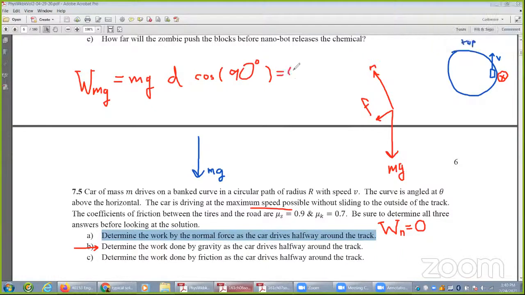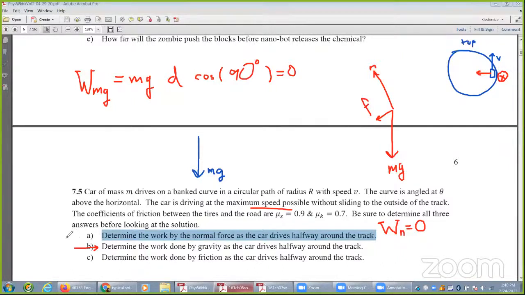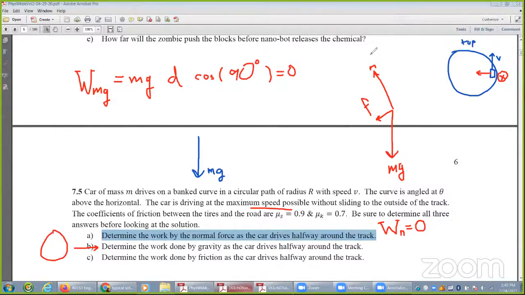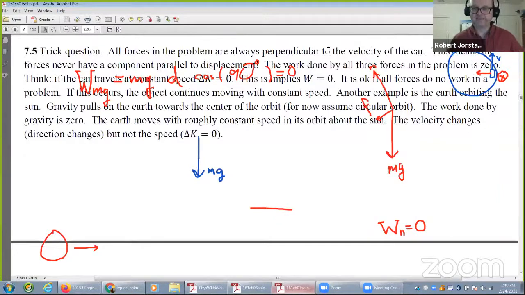0. Here's friction. What's the angle between friction? Oh man, 90. So they all do no work. The answer, it was a trick question. I love it. You guys did perfectly. All right, so nice job.